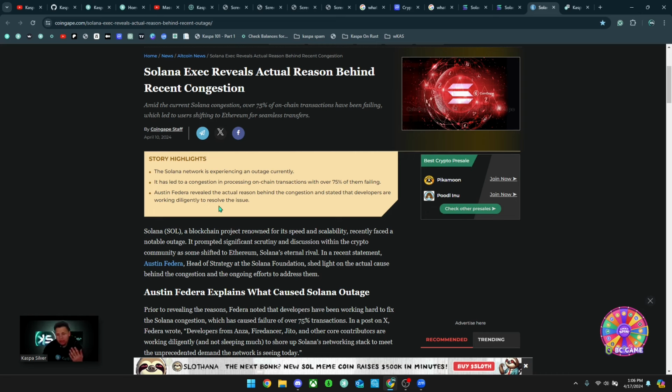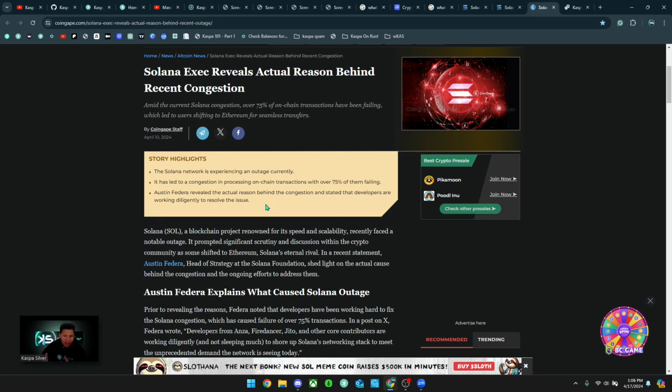developers are working diligently to resolve the issue. And this is the thing with these other cryptocurrency projects: yeah, they're faster and they're able to handle more transactions, but are they really able to handle more transactions when you have 75% of them failing? Because if any little bit of major adoption comes in, they just start to simply not be able to handle the amount of adoption coming into them.